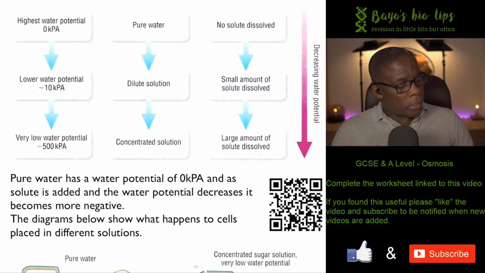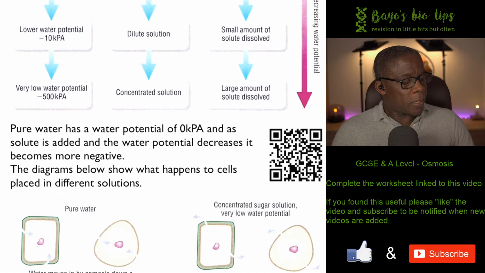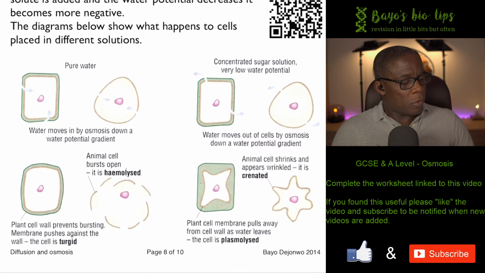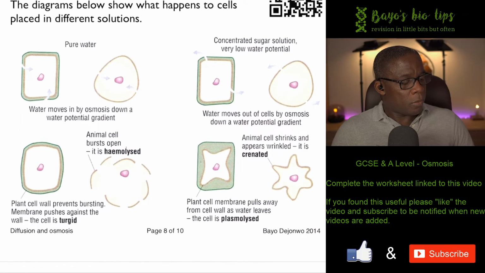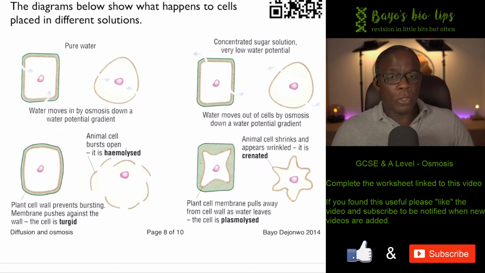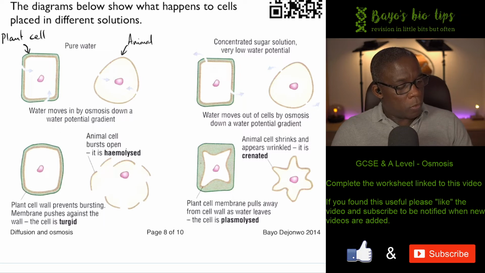So that is how water potential works. But what is the effect of that? Let's have a look. Down here at the bottom of the page, you've got some more diagrams. So here you've got a plant cell with its cell wall around it. And here you have an animal cell without a cell wall.